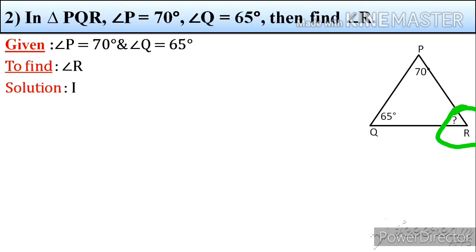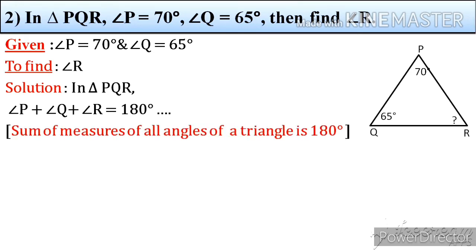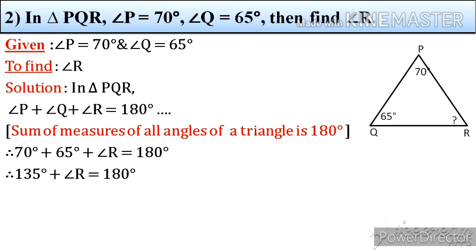Solution. In triangle PQR, the addition of all three angles, angle P plus angle Q plus angle R, equals 180 degrees. The property is the sum of the measures of all angles of a triangle is 180 degrees. Substitute the values of angles P and Q: 70 degrees plus 65 degrees plus angle R equals 180 degrees. Addition of 70 degrees plus 65 degrees is 135 degrees.